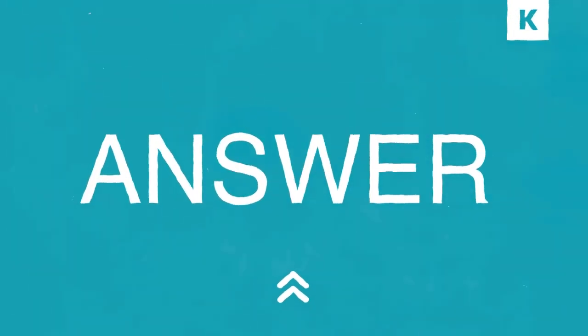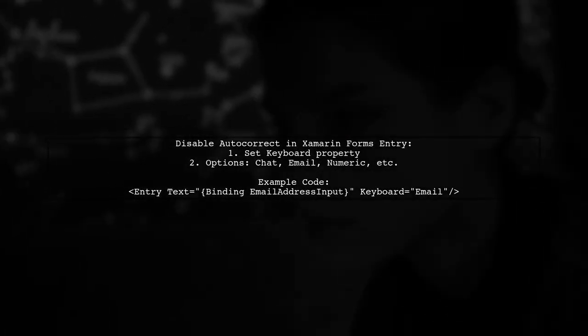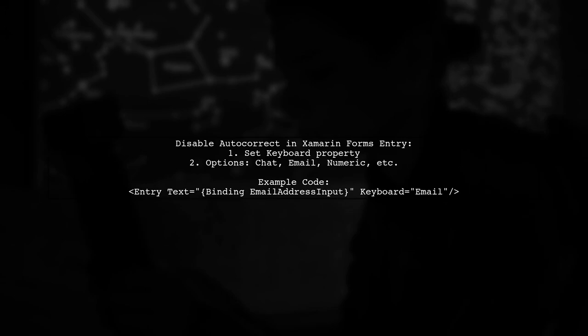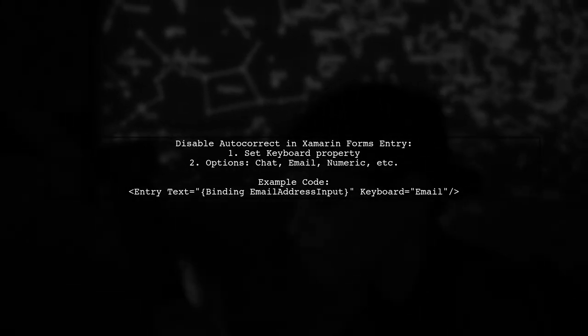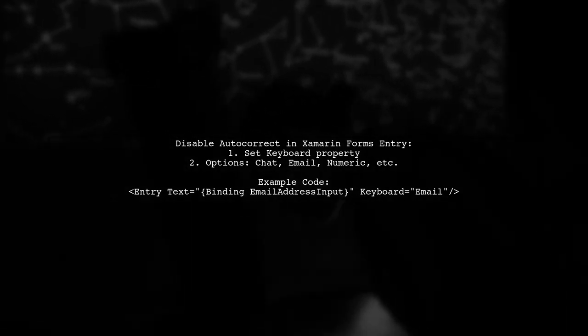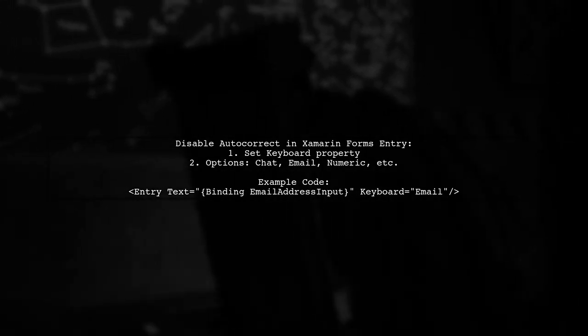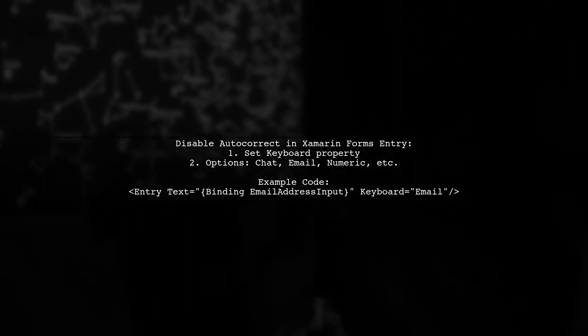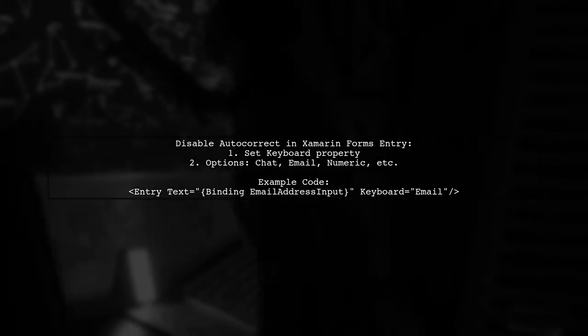Let's now look at another user-suggested answer. To switch off autocorrect in the Xamarin Forms entry component, you can set the keyboard property to different types like email, chat, or numeric. For example, to disable autocorrect for an email input, use the keyboard property set to email.